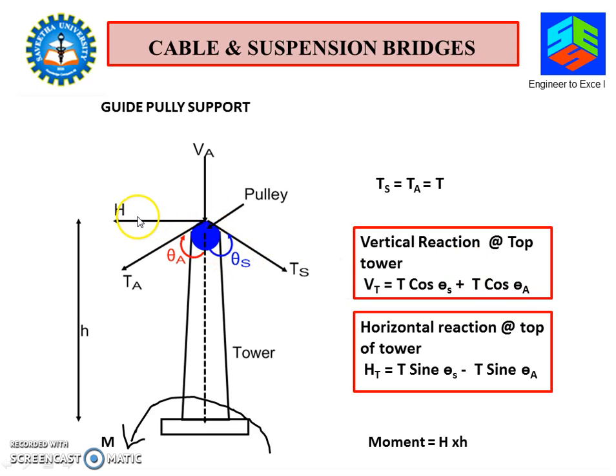Similarly, the horizontal thrust on the top of the tower is from the horizontal components of the cable tensions. Because TS and TA are the same, we have T sin theta S and T sin theta A, which are horizontal and act in opposite directions. So the net horizontal reaction on the tower will be T sin theta S minus T sin theta A, and this net H acts here. If the height of the tower is H, then the moment at the bottom of the tower will be H into H. So please remember these things.